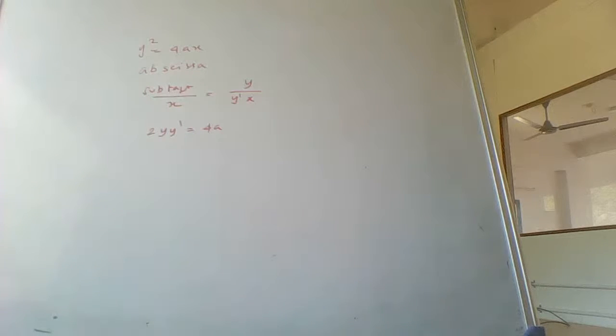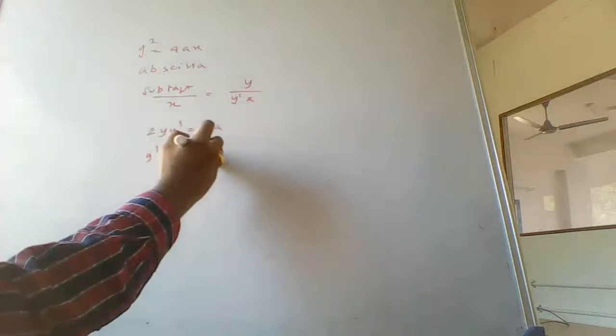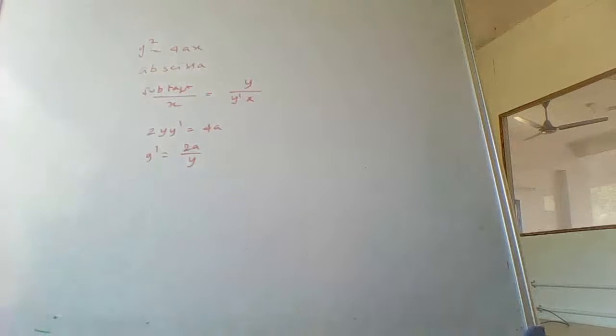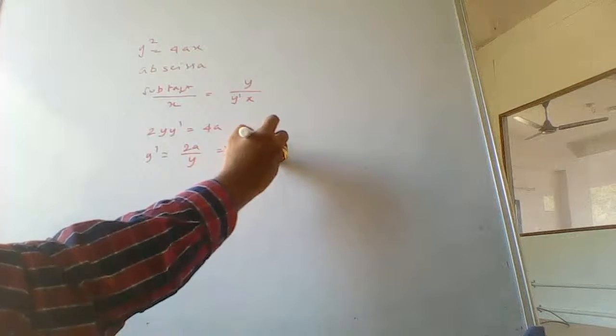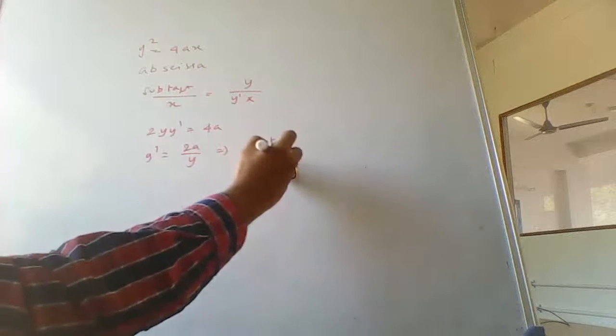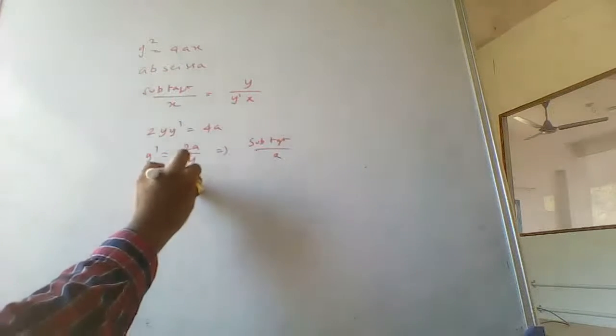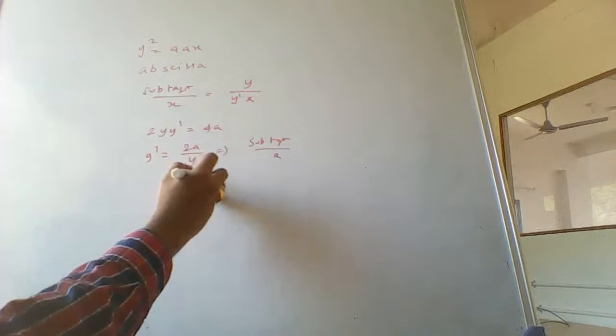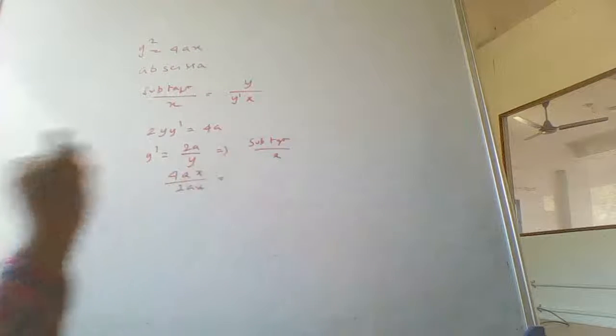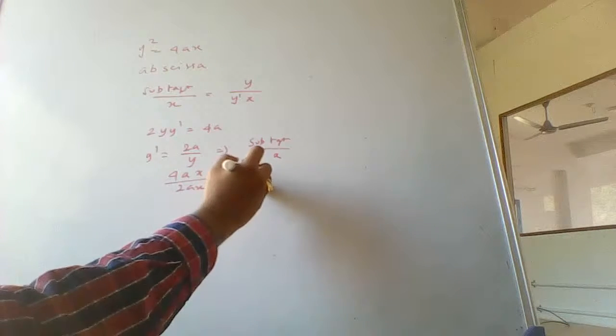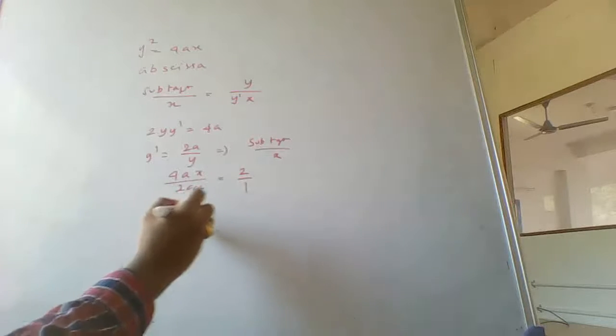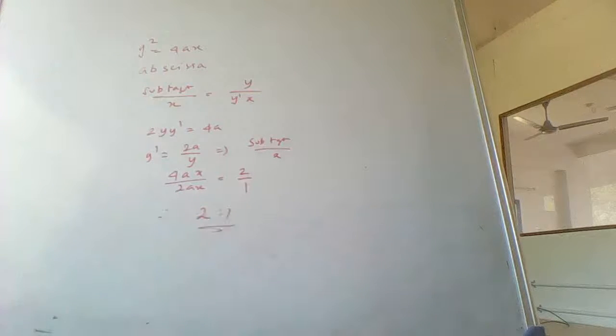When you try to simplify it, what do I get out of this? I get y dash, which is 2a by y. This implies that the subtangent divided by x, so 4ax divided by 2ax, results in 2 is to 1. So the ratio which you found is 2 is to 1.